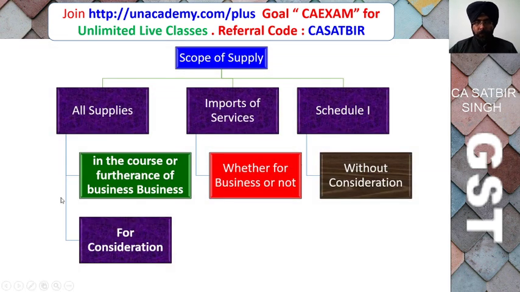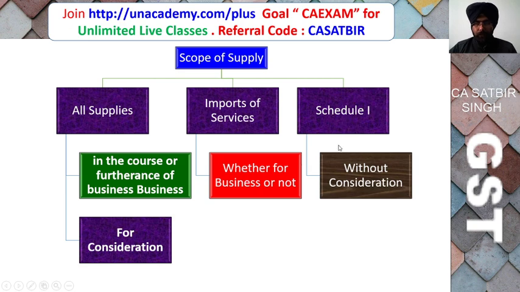So friends, the scope of supply will differ and will depend upon whether all supplies are there, import of services are there, or Schedule 1 is there. So if all supplies, whether goods or services, are supplied, it should be for a consideration and in the course or furtherance of business. Then it can be termed as supply. But for import of services, whether for business or not, it would be termed as supply.